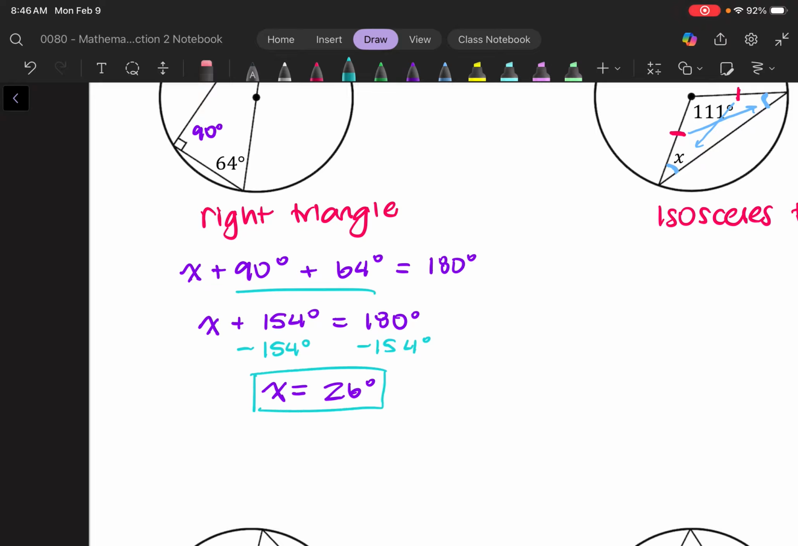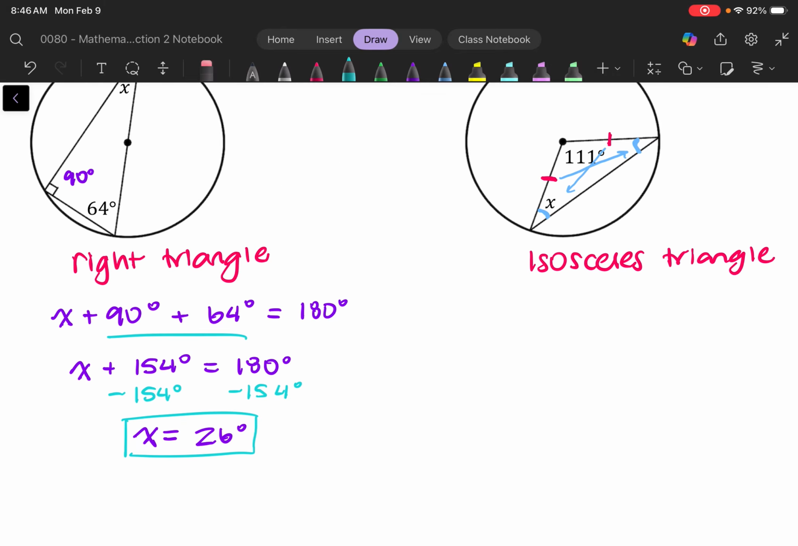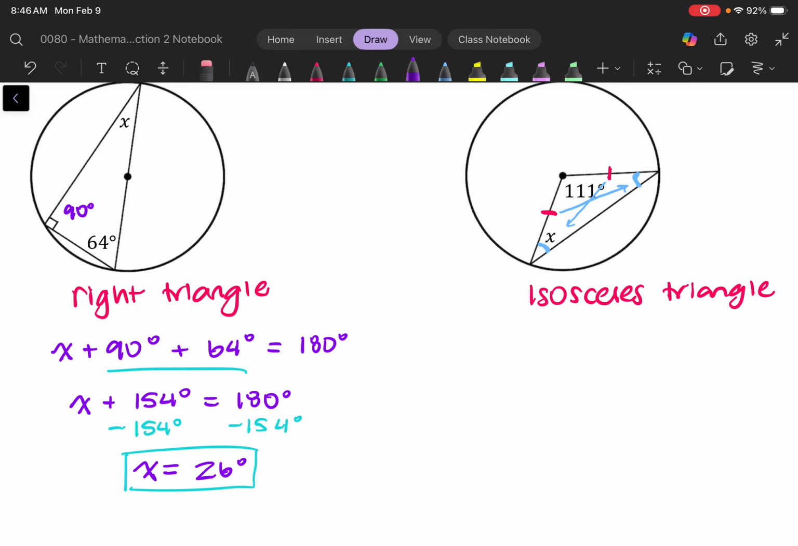Hope this wasn't too quick, as I assume that you have tried it on your own, but here we go. The next one.